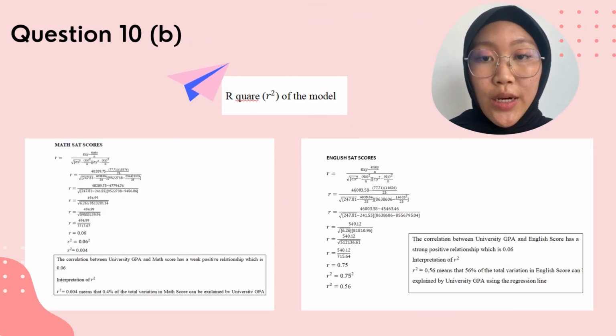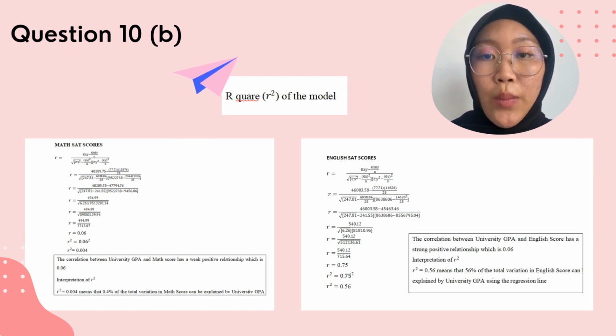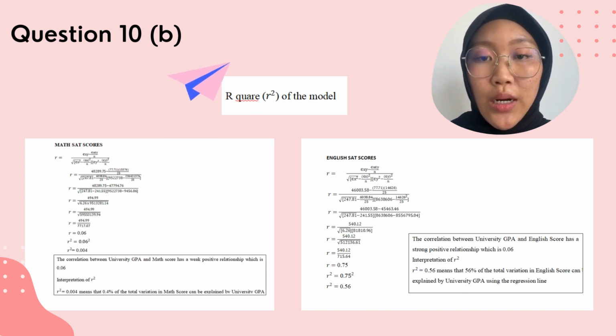Next, if we want to find the R square, R power 2 of the model, then we need to use the Pearson product moment correlation coefficient interpretation. The formula is R equals sum of xy minus sum x sum y over n, divided by square root of sum x power 2 minus sum x in bracket power 2 over n. First, we need to calculate the R, and after we find the answer, we need to rewrite the answer as power 2, so we will get 0.004 for the R-square of the model.